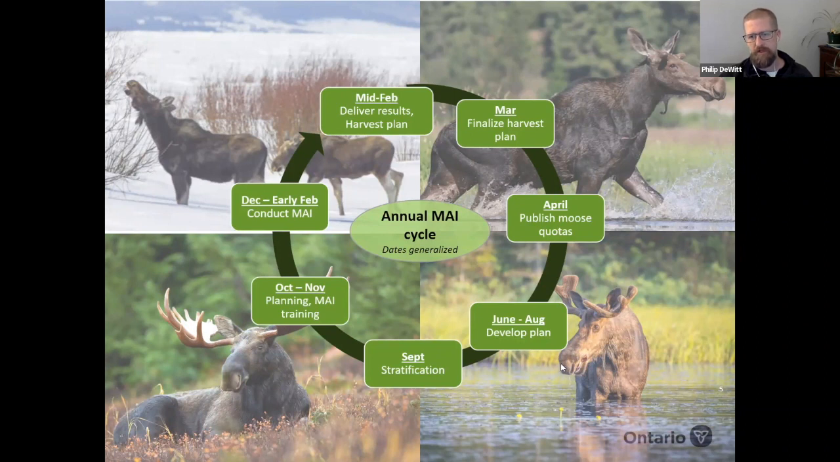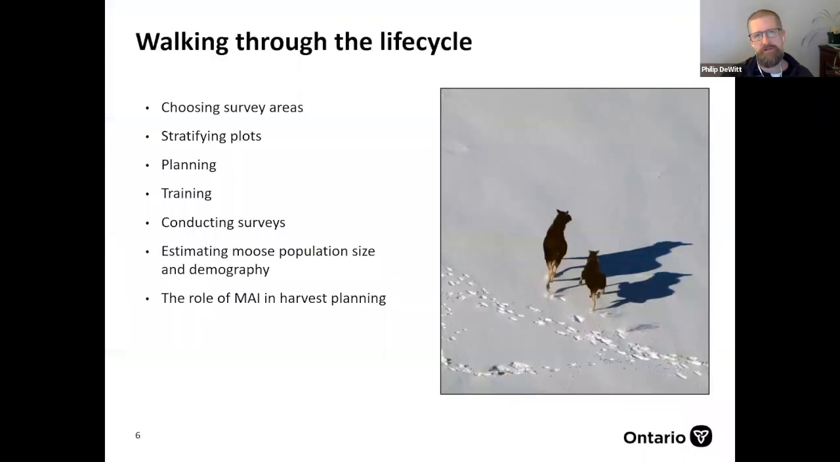What we do is start to develop a plan for how we're going to be monitoring moose in the coming winter. From that, we step into stratification, planning and training. Then we actually start conducting the moose aerial inventories in winter, and then go through the delivery into the harvest plan itself. The way I've laid out the slide deck is just walking through this life cycle.